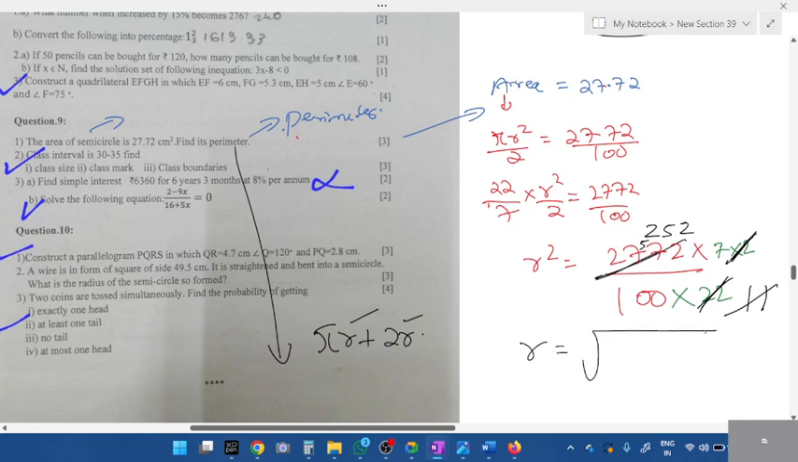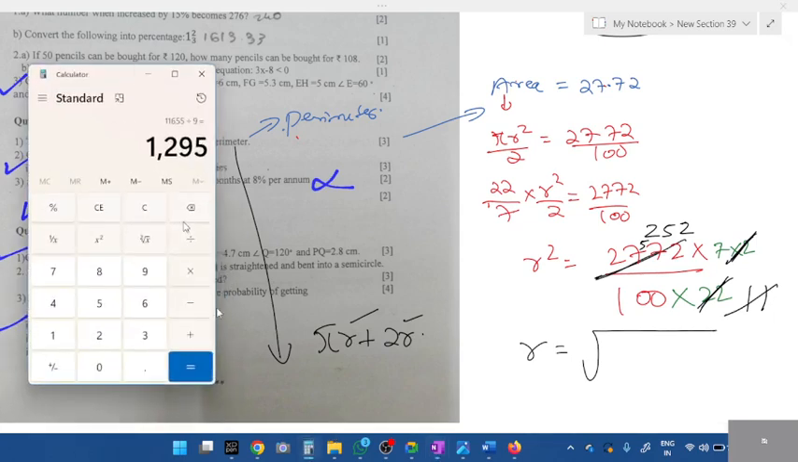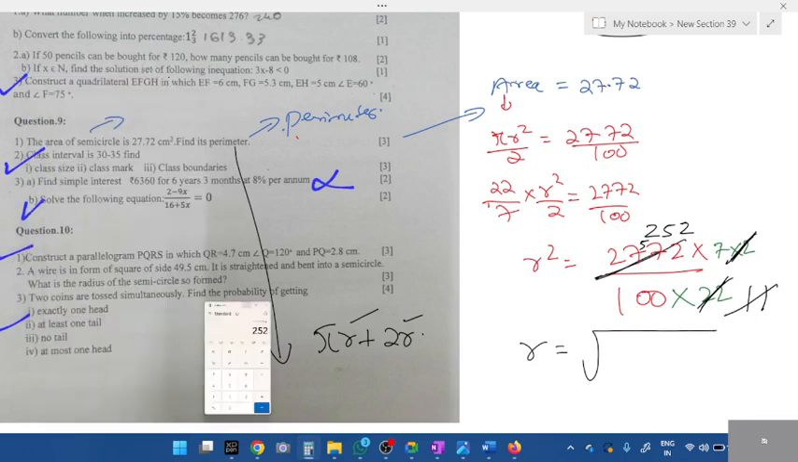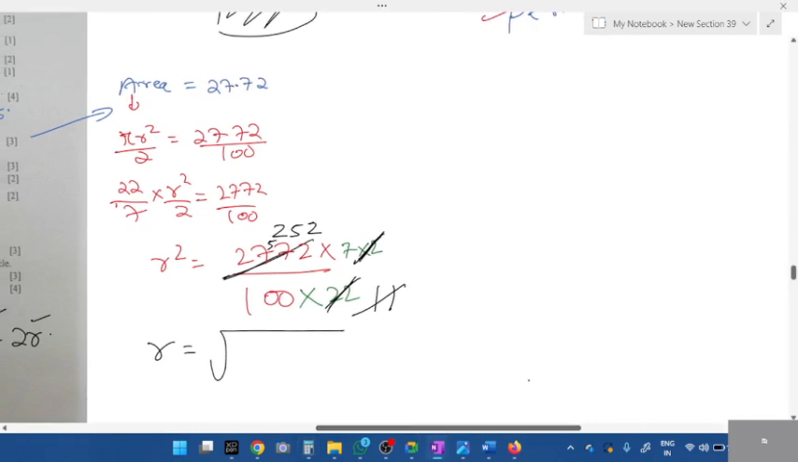So r is equals to square root of 252. Look, 252 multiply by 7, students. 7 twos are 14. Or we'll do one thing, we'll keep 7 as it is. Don't need to multiply by 7. R square is given. To find perimeter, the formula is, now denominator 100, keep it as it is. Don't reduce by 2, keep 100 as it is. Numerator, we have 252 into 7.